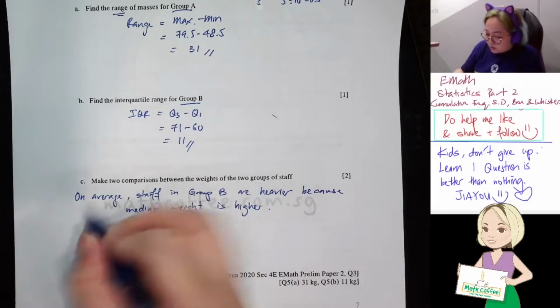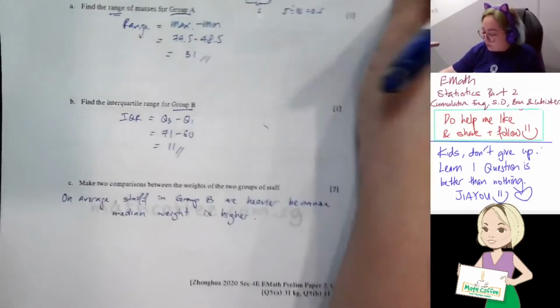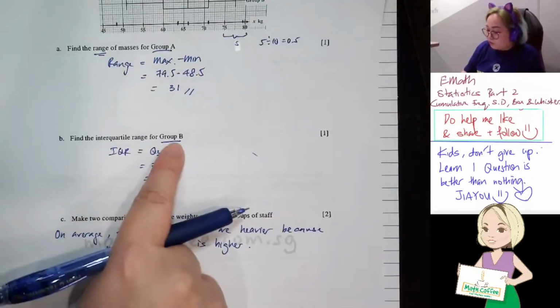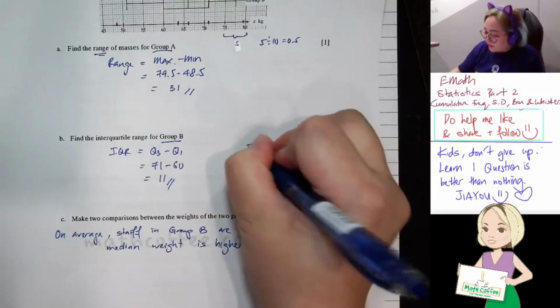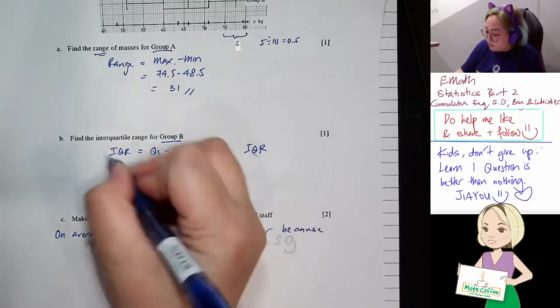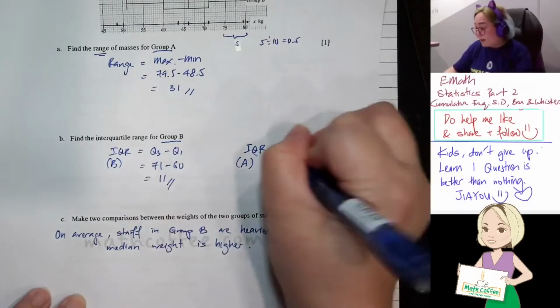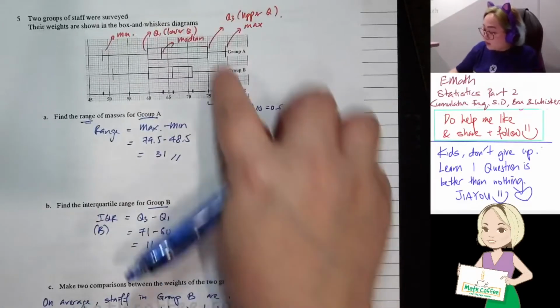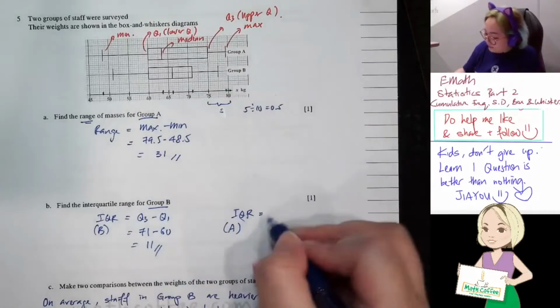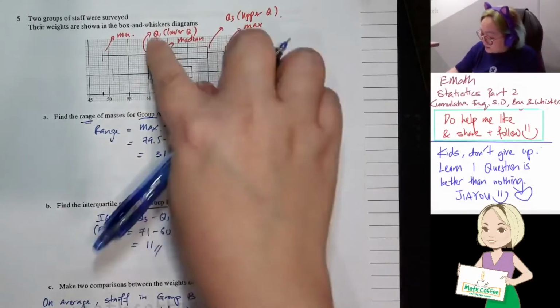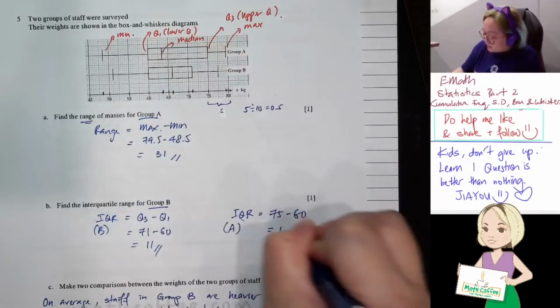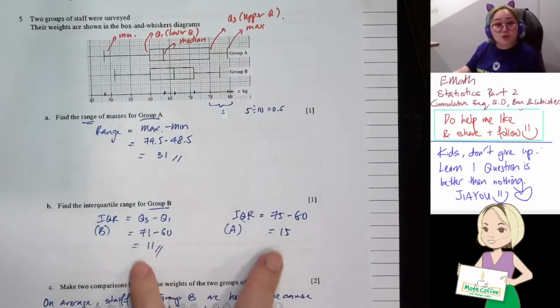Just now I already have the interquartile range of group B, right? Now I want to find the interquartile range of group A as well, so that I can compare. My group A interquartile range is 75 minus 60, which is 15. So now let's take a look at these two interquartile ranges.